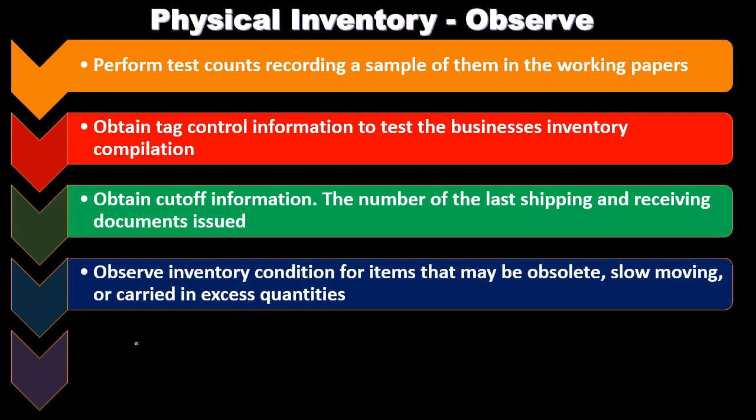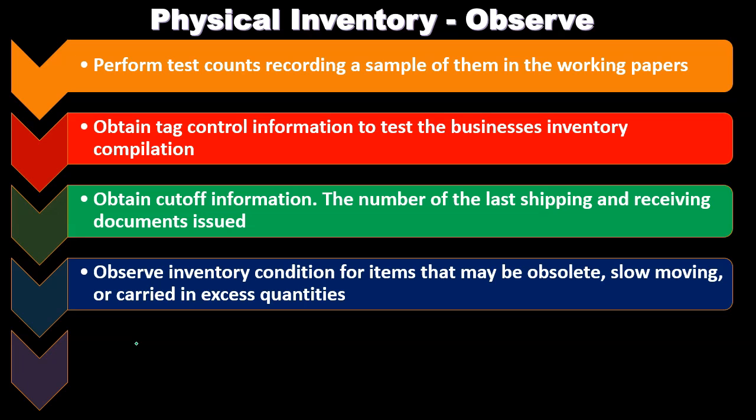Observe inventory condition for items that may be obsolete, slow moving, or carried in excess quantities. As we consider the inventory we might be checking, we might try to check some inventory that might be considered obsolete in some way, and think about how we could test for it. If you say, hey, I'd like this piece of inventory, and it's just old stuff way in the back that they can't even get to, and they pull out the inventory and it's 20-year-old stuff, obviously we have to think about how old the inventory is, and then think about how we can value that inventory.